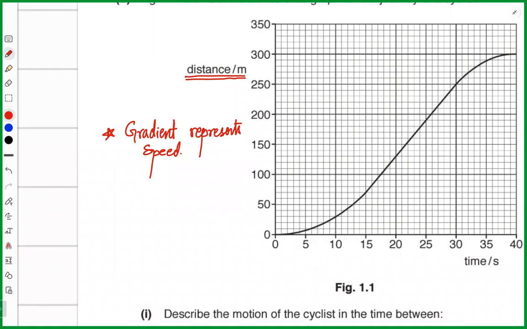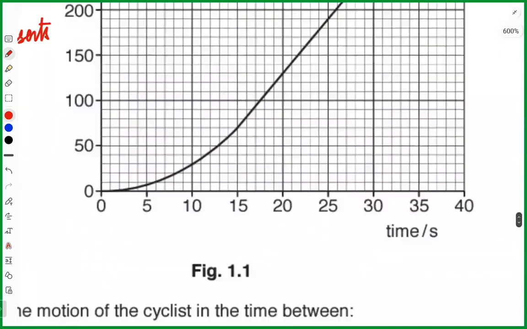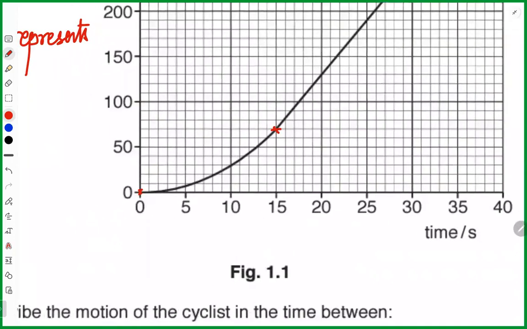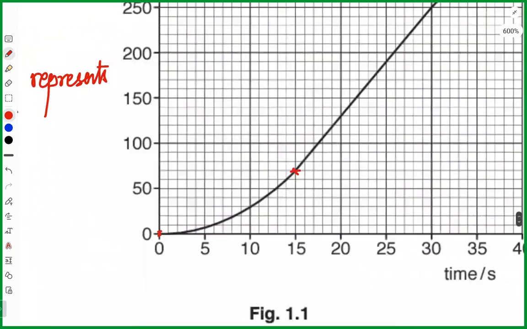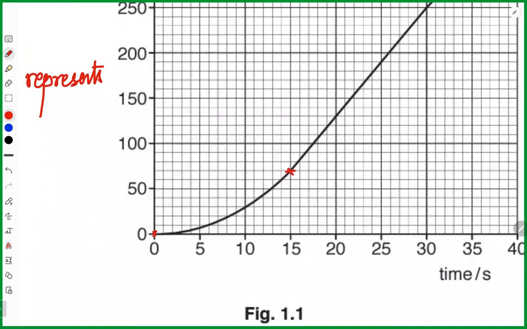So if I see increasing gradient, it means increasing speed. If I see decreasing gradient, it means decreasing speed. So from t equals 0 to t equals 15, what is happening? It is clear that we are dealing with a curved graph, not a straight line. It means the gradient is not constant. Whether the gradient is increasing or decreasing, how can we check? In your mind, you can make an imaginary x-axis and ask yourself what is happening to the angle with the x-axis. Is this angle increasing, decreasing, or staying constant?